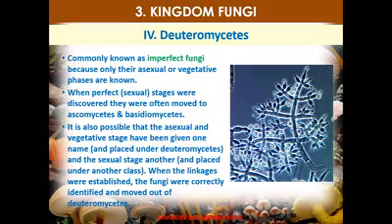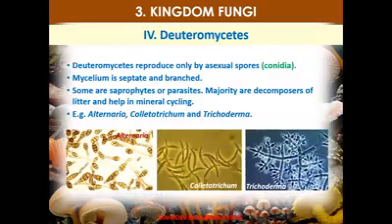It is also possible that the asexual and vegetative stage has been given one name and placed under Deuteromycetes, and the sexual stage another and placed under another class, the Ascomycetes or Basidiomycetes. When the linkage was established, the fungi were correctly identified and moved out of the Deuteromycetes to another group. Deuteromycetes reproduce only by asexual spores, conidia formation. Mycelium is septate and branched. Some are saprophytes or parasites. The majority are decomposers of litter and help in mineral recycling.